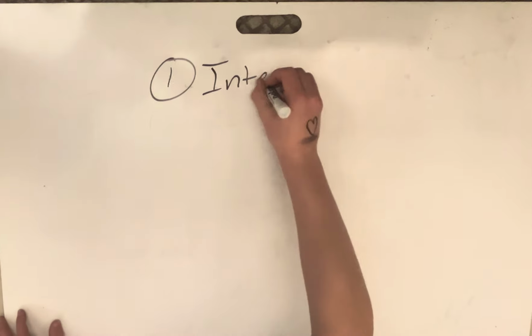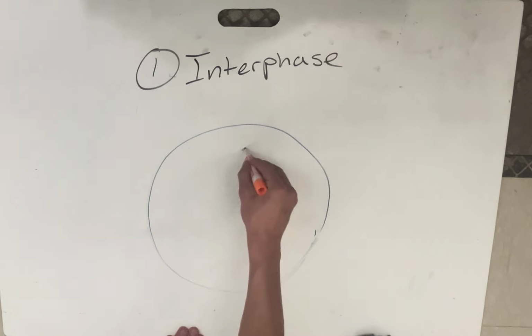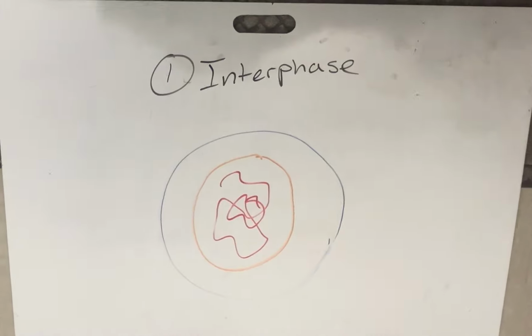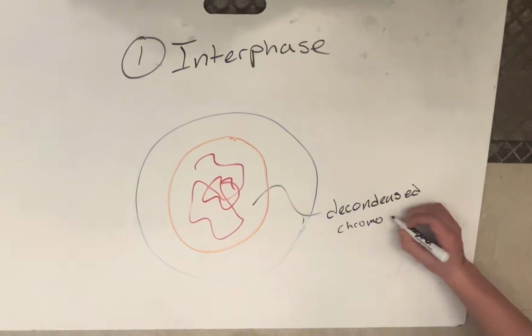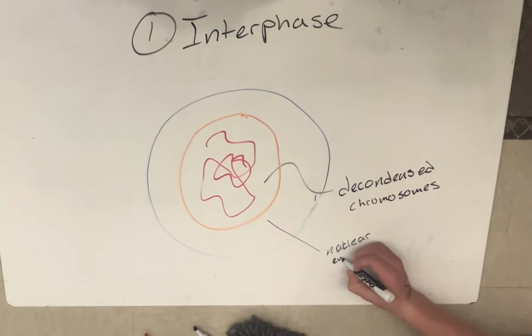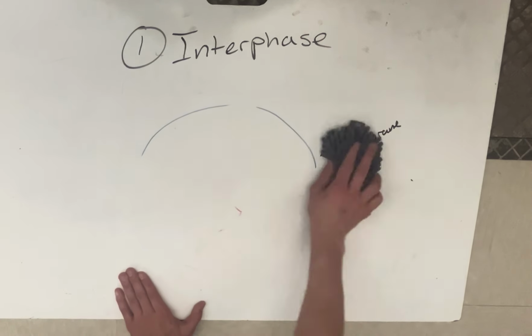The cell cycle, of course, begins with interphase. The G1 phase starts where the cell carries out metabolic activities to prepare for the S phase. At this point in the cell, all chromosomes are in a decondensed form in the nuclear envelope, which is contained within the cell membrane. The S phase is where DNA is replicated.